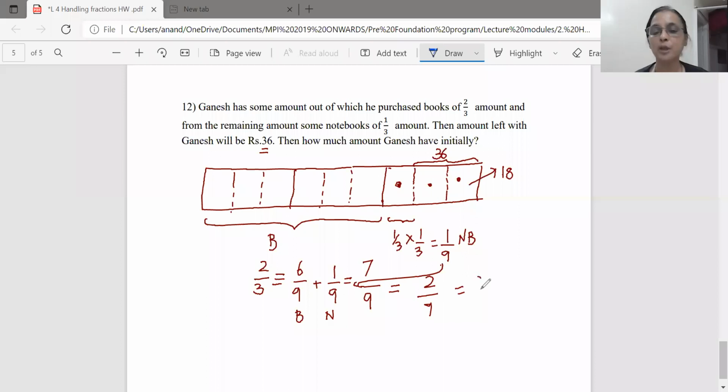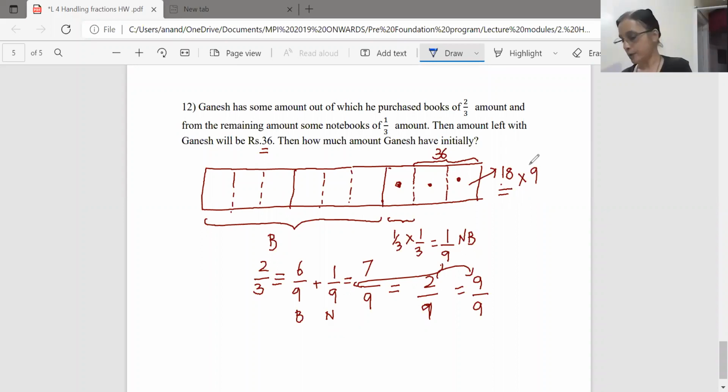I know what is 2/9. So if this was a direct multiple of 2, I would have directly multiplied and got the answer. But 9 is not a direct multiple of 2. So from 2 parts, I will find what is 1 part. If 2 parts are 36, 1 part will be 18. And if 1 part is 18, 9 parts will be 18 multiplied by 9.